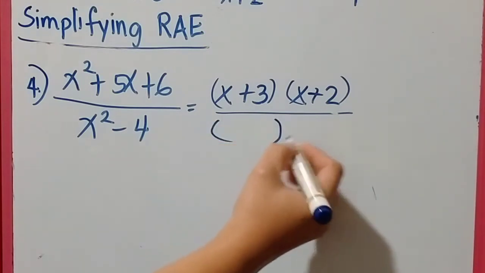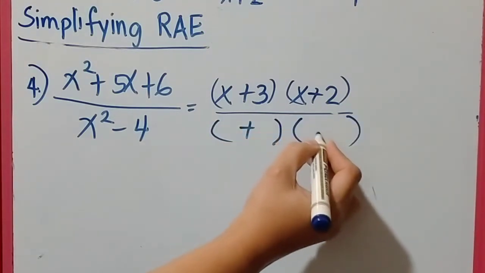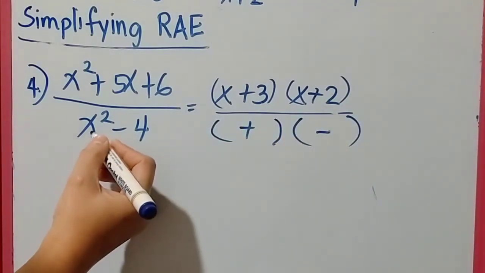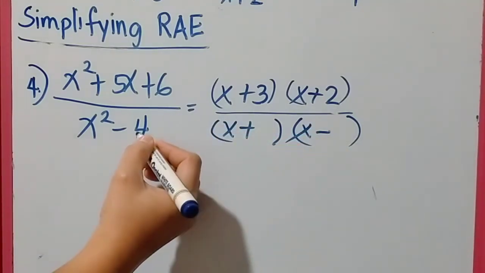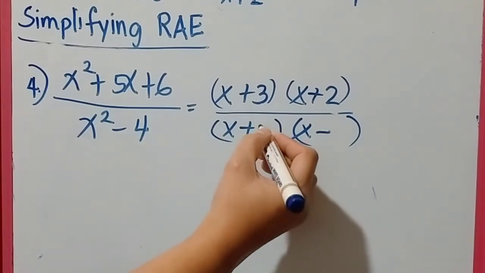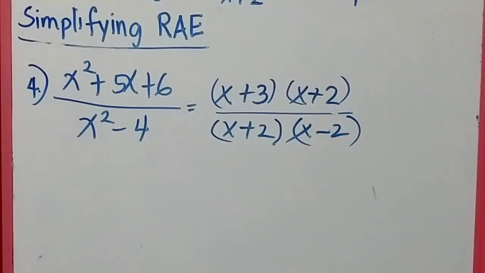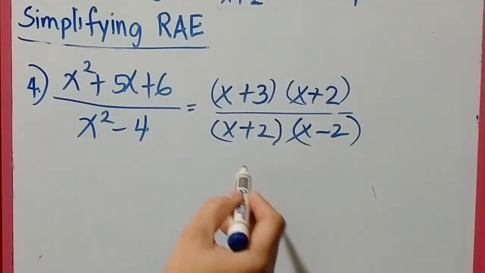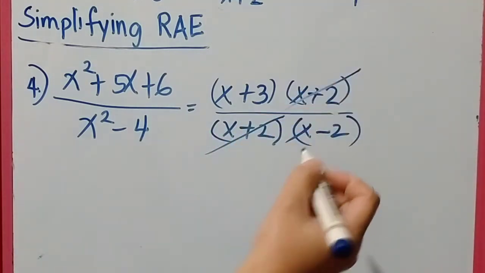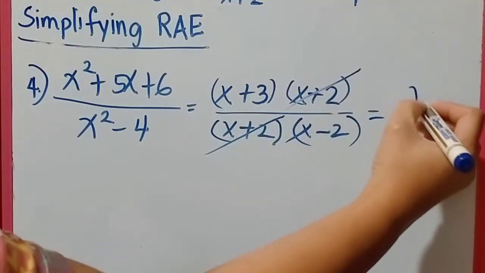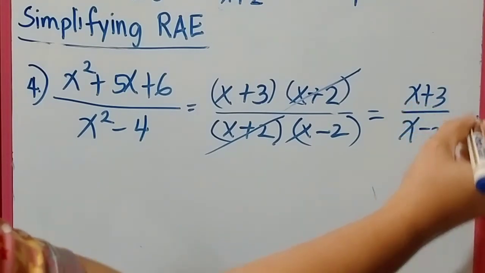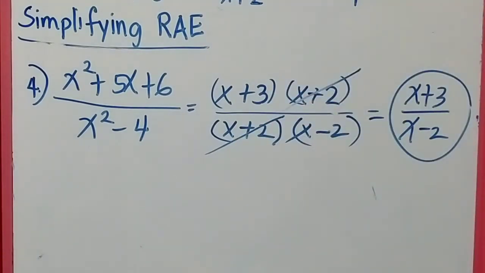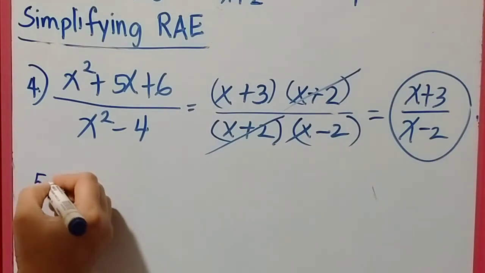So, the factors will be the sum and difference of 2 terms. Get the square root of the first term, x, and the square root of the second term, which is 2. So we have here the quantity x plus 2 common to both, so we can cancel. Finally, the answer will be x plus 3 all over x minus 2. Okay, I hope you can follow. So, let's have the last example.